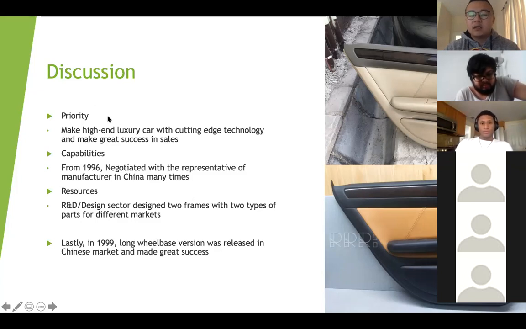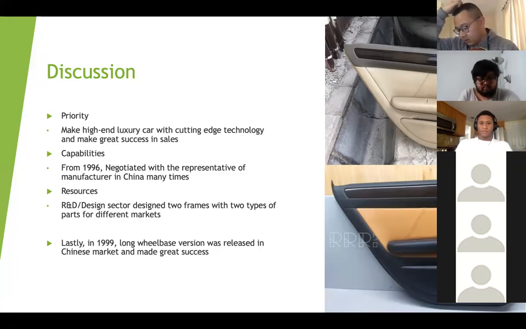We all know the priority for automobile companies, especially for high-end luxury cars, is to make cars with cutting-edge technology and achieve great success in sales. I think that is the mission or goal of every luxury car company. So they need to drive the capability of the company, and did it this way for the Audi A6.